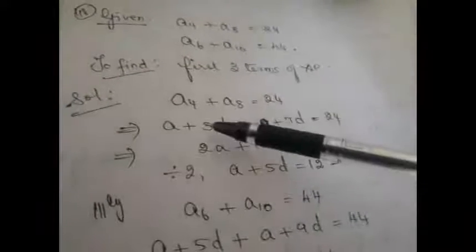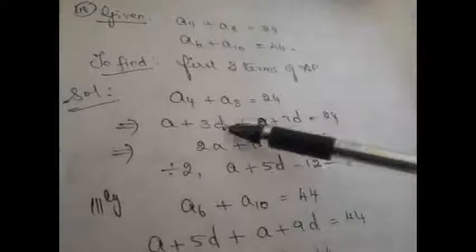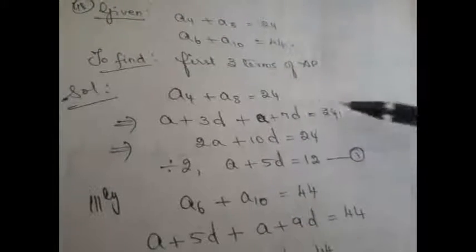So using this, substitute in the formula An equals A plus n minus 1 times D. A4 means A plus 3D, A8 means A plus 7D, equal to 24. Resolve it and simplify, we will get one equation. Similarly, apply the formula in the second equation, you will get your second equation. Then solve 1 and 2 by the elimination method or by subtracting those 2 equations. You can find what is your D. After finding D, substitute in any one of the equations that will give you A. Once you know what is your A and D, you can very well find your first 3 terms.